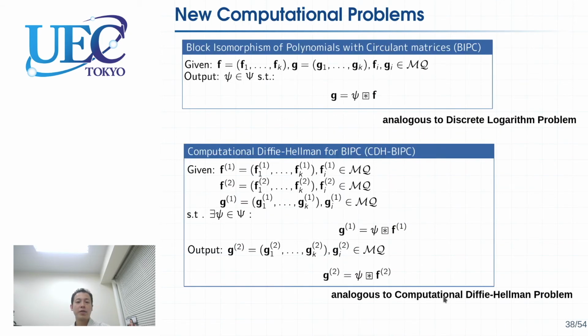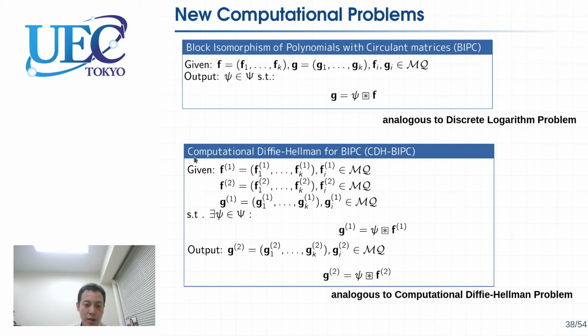And based on them, we propose new problems which are analogous to the discrete logarithm problem and the computational Diffie-Hellman problem. The first problem, which is analogous to the discrete logarithm problem, is as follows. We call it the BIPC problem. Given F and G, the problem requires us to output psi such that psi operating on F will result in G.